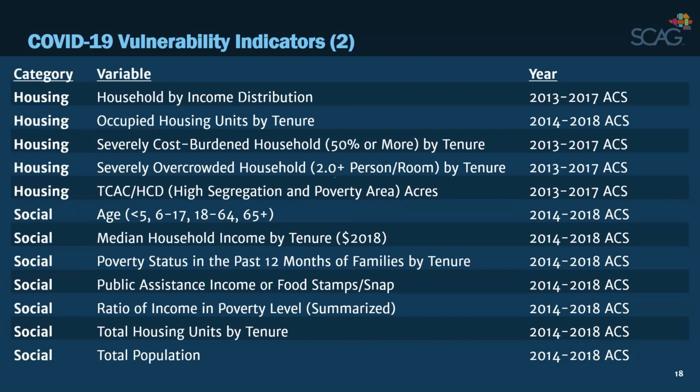And for the last category, we have the social category here. So we have age composition by different age groups. We also included median household income by tenure, poverty status in the past 12 months, public assistance income or food stamps, and ratio of income to poverty level. And the last two important variables are total housing units and total population.